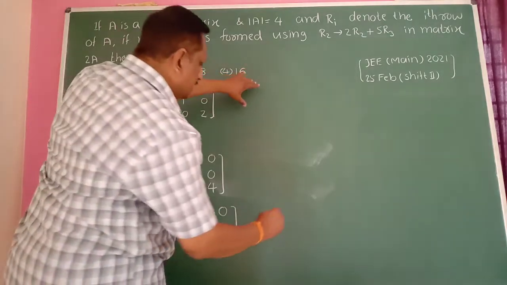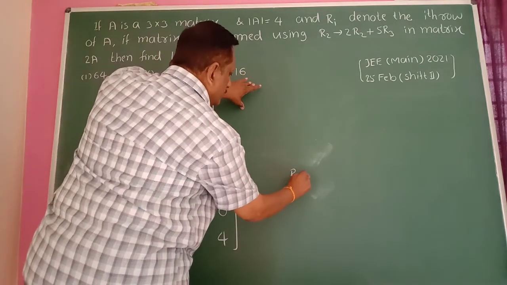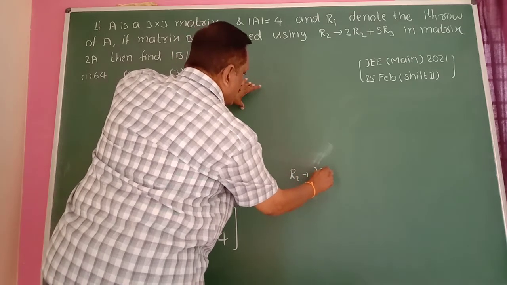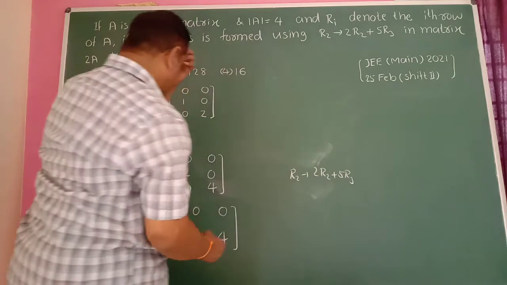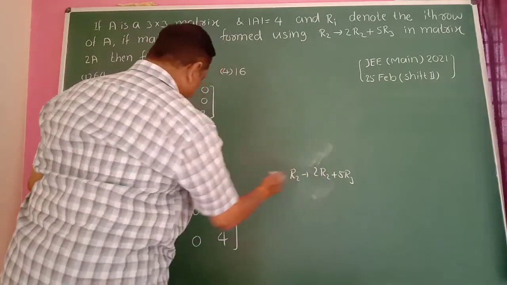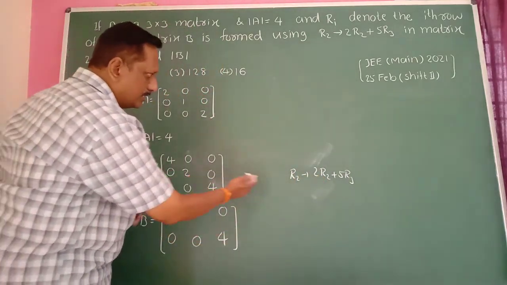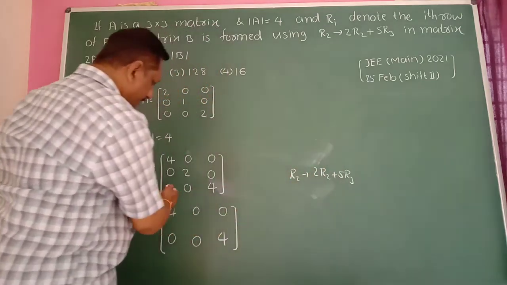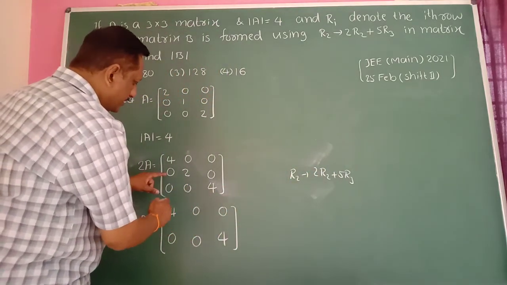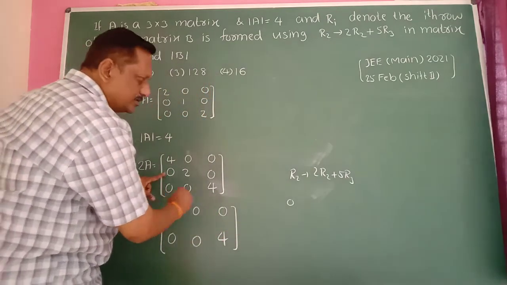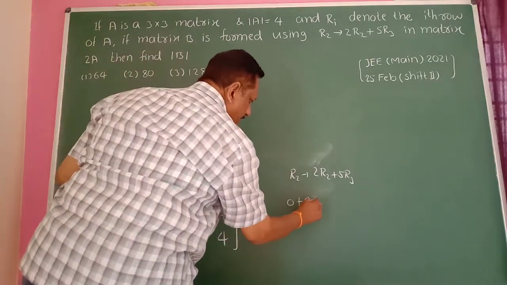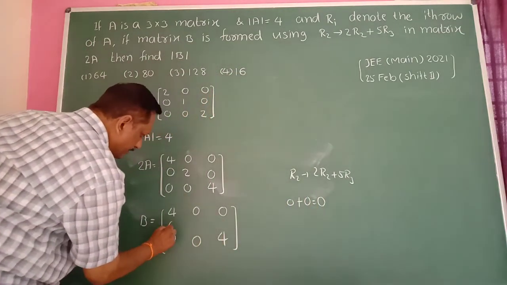According to this result here, R2 gives 2 R2 plus 5 R3 here. Multiply second row by 2. Multiply third row by 5. So therefore 2 into 0 becomes a 0. 5 into 0 becomes a 0. It is a 0. So write here 0.